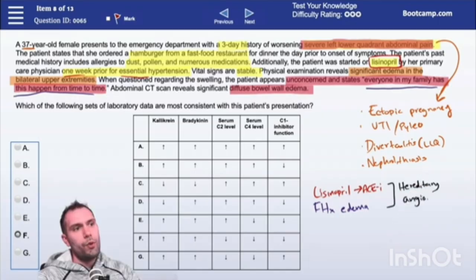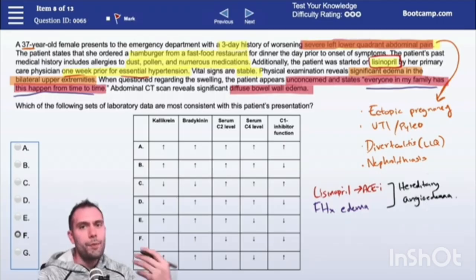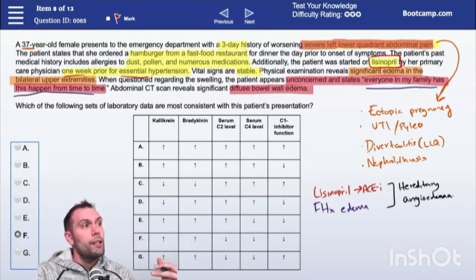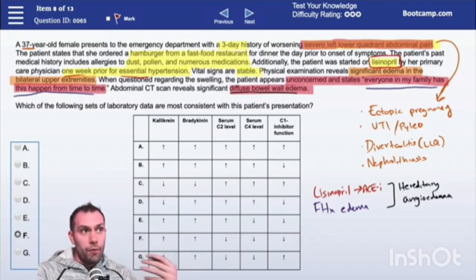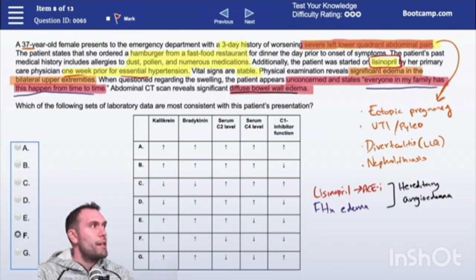A lot of times in board questions, they'll present this more with like lip swelling or facial swelling, but it can happen in the extremities. It can happen in the bowel too. And in this case, this is probably what's contributing to her severe left lower quadrant abdominal pain. So she was already kind of predisposed to this angioedema, and then you gave the patient lisinopril, and that kind of tipped her over the edge. So let's just kind of review that process really quickly.